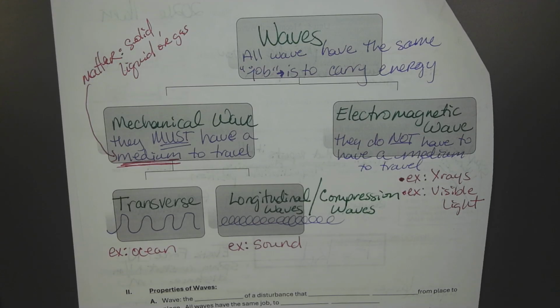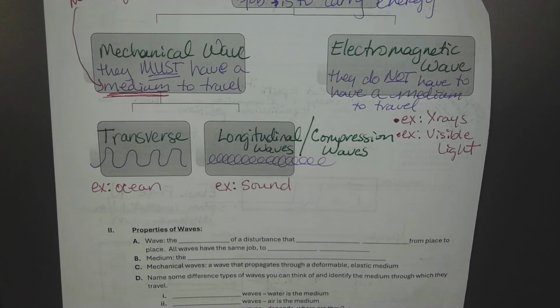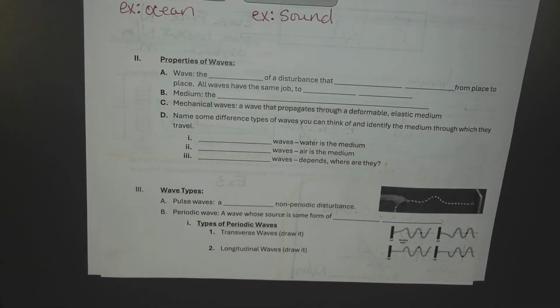And if there is no energy to carry, guess what? Not moving. If there is energy, you're going to have waves. And the more energy, the higher and the bigger the waves. The less energy, the smaller the waves. Okay? So let's go ahead and let's look at a few properties of waves.